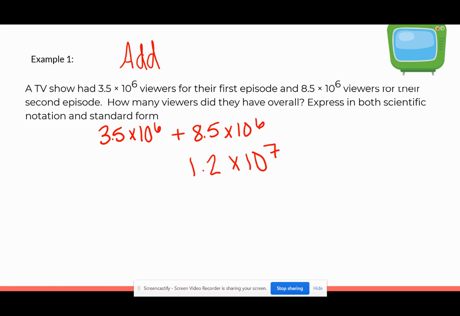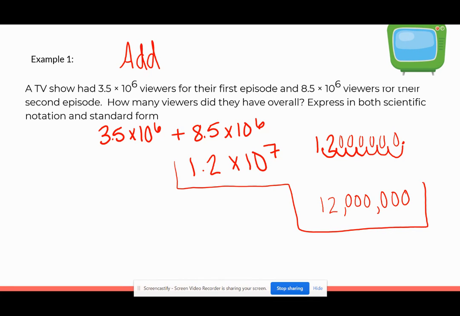So to express this in standard form, all I do is write the decimal, 1.2. And then since it is 7, I'm going to move it 7 spots. 1, 2, 3, 4, 5, 6, 7. And then I fill everything else in with zeros. So there's 1, 2, 3, 4, 5, 6 zeros, and then a 1 and a 2. So 12,000,000. Both of these are our answer for example 1.